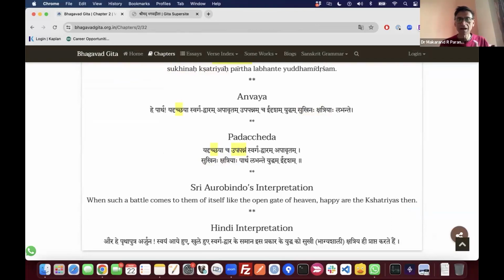Sukhinah kshatriyah Partha labhante yuddham idrisham. If you do the padacheda when you're chanting, it might be easier. That was my only suggestion. With your permission, sir, I'm muting myself. Absolutely.